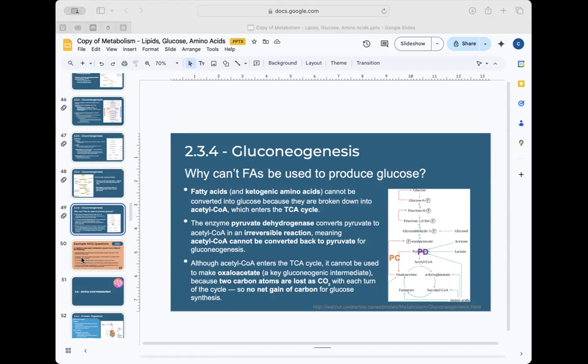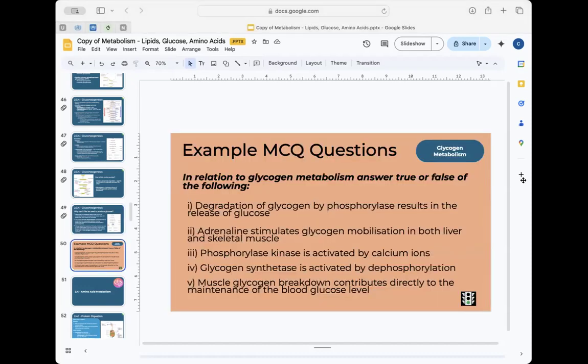Cool. So that is glucose metabolism, a whistle-stop tour. And here we have another silly true or false MCQ. So if you guys want to answer in the chat again, we'll go through the first one rather quickly. So degradation of glycogen by phosphorylase results in the release of glucose. True or false?